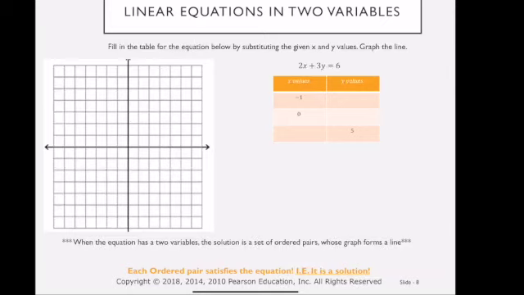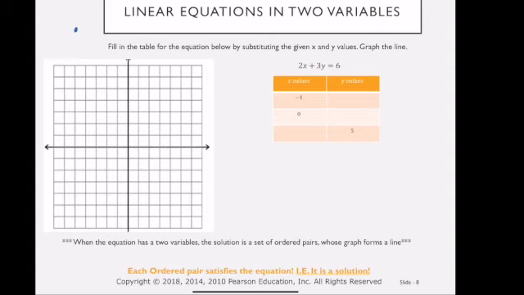So why don't we go ahead and fill in this table by substituting in the given x and y values. That'll help us find 3 points on our line and allow us to graph our line. Quick sidebar, in order to graph any line, you need 2 points.